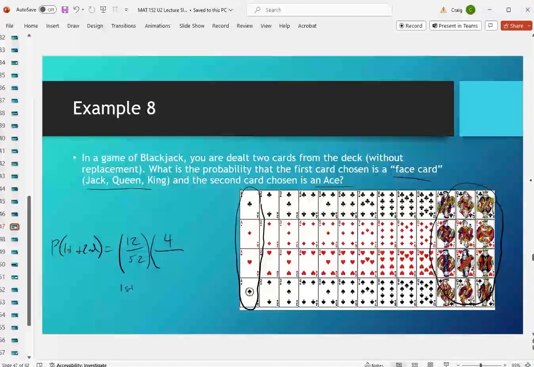But now on our second choice, since we've already chosen a card, we didn't put the first face card back into the deck. Let's just say we got the Queen of Hearts. Well, now this card is gone. Now there's only 51 to choose from.